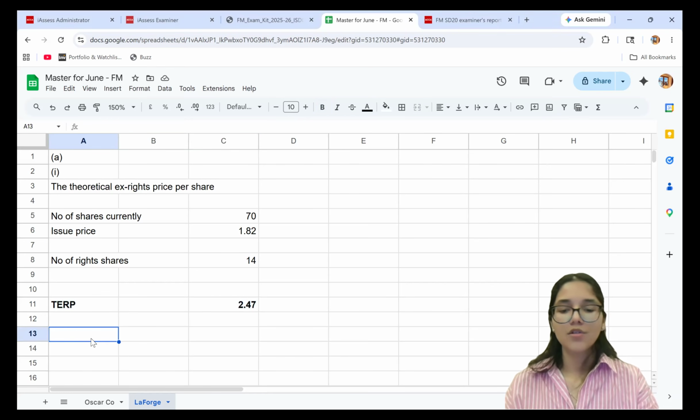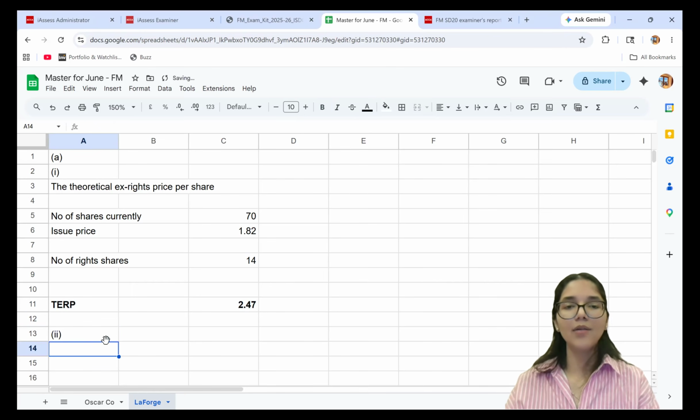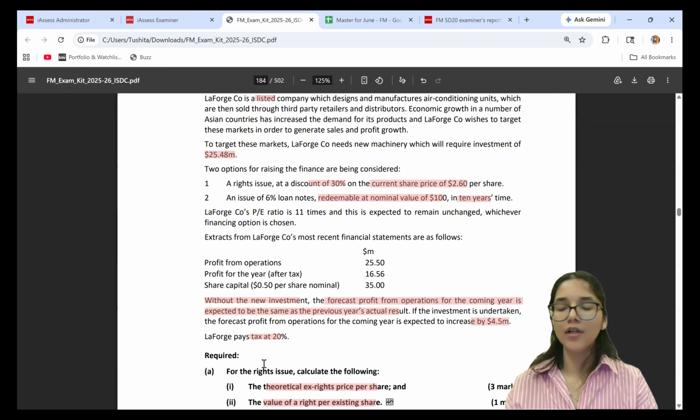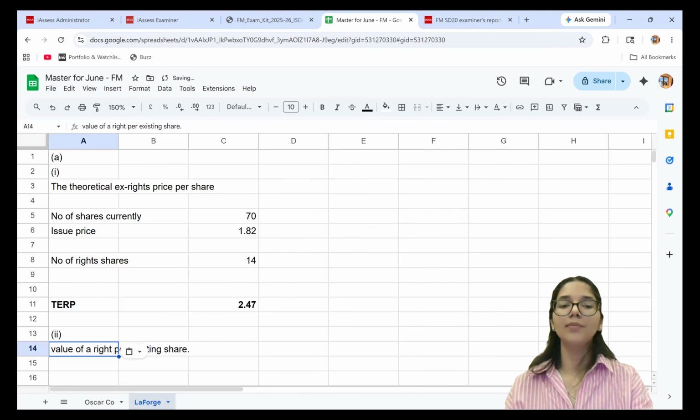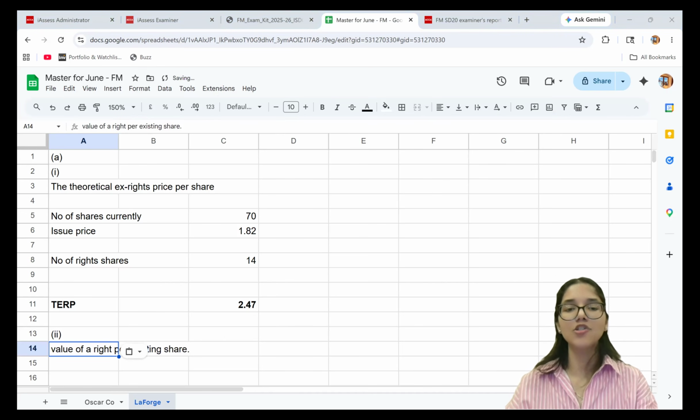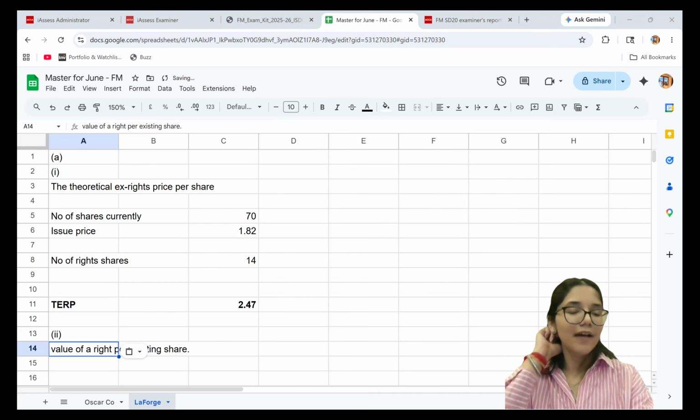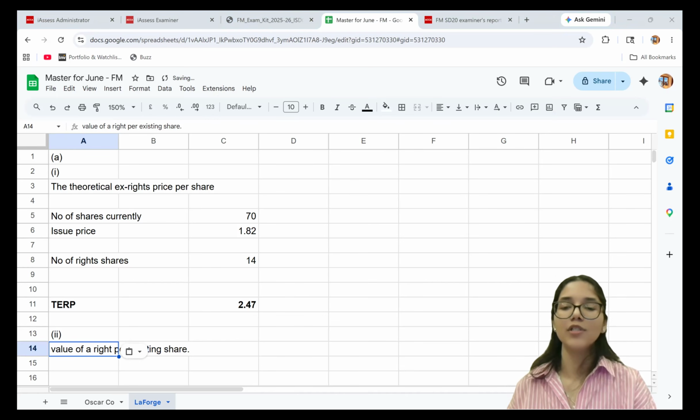Okay. So second part, we are solving for the value of a right per existing share. Can anyone tell me how do we calculate this number? The value of a right per existing share? Firstly, we have to calculate the value of a right per new share. What's the formula that we've learned for that?